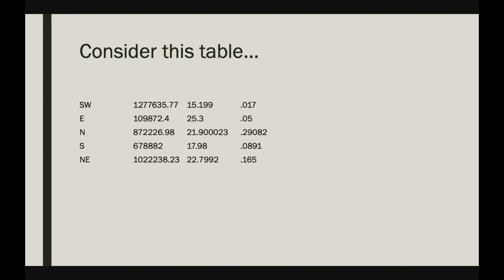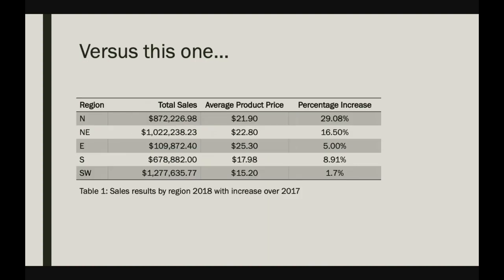Same information, okay? All I did was clean this up in terms of some formatting. So, this is identical information, but I have added a header row. So, region, total sales, average product price, percentage increase. Now we have some framework, some structure, some identifying elements to help clarify what those numbers are. And okay, we are talking about regions: north, northeast, east, south, southwest.